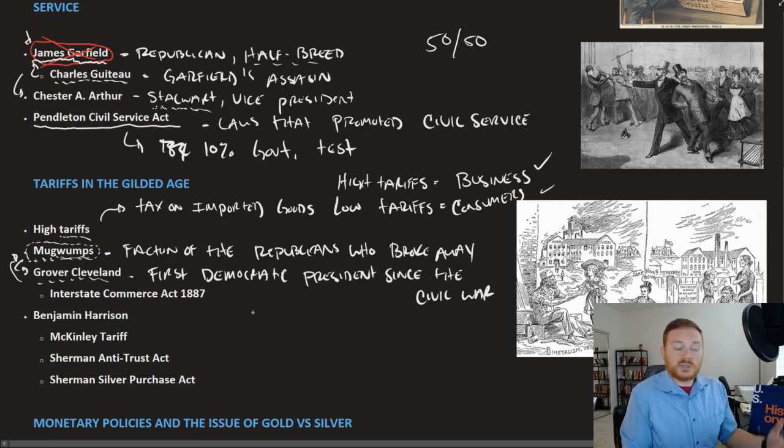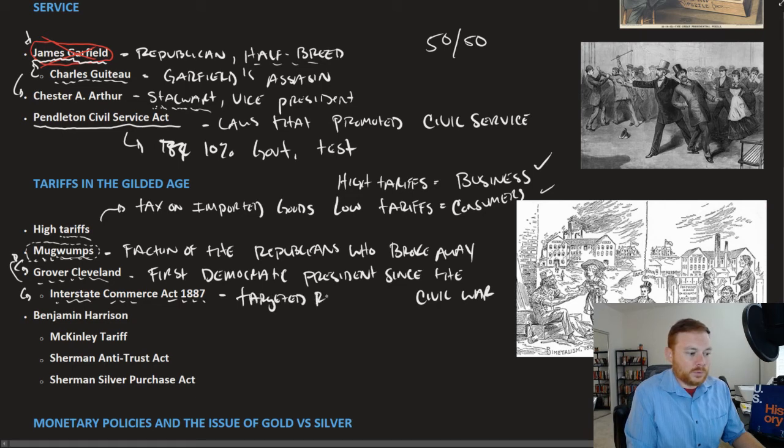And Grover Cleveland was more of a reform-minded individual as well. You know, he challenged some of the businesses. A great example was the Interstate Commerce Act of 1877, which really targeted railroads, we'll say railroad companies, for price gouging.